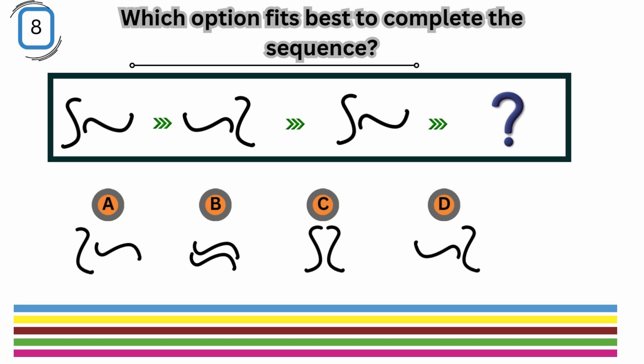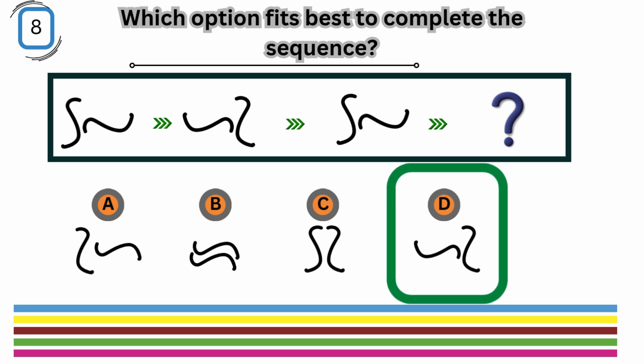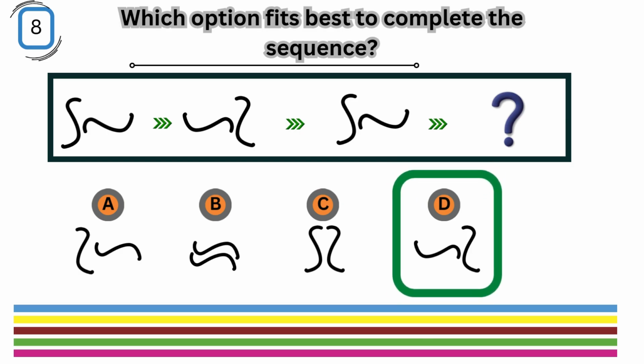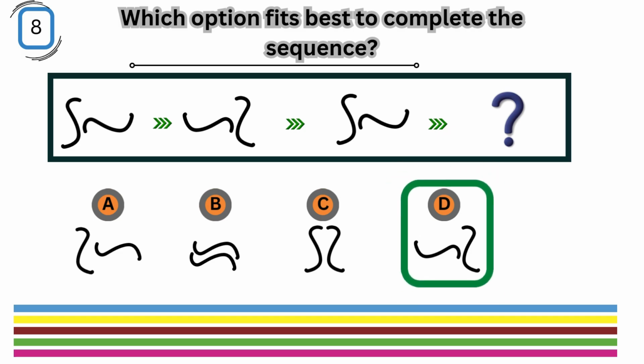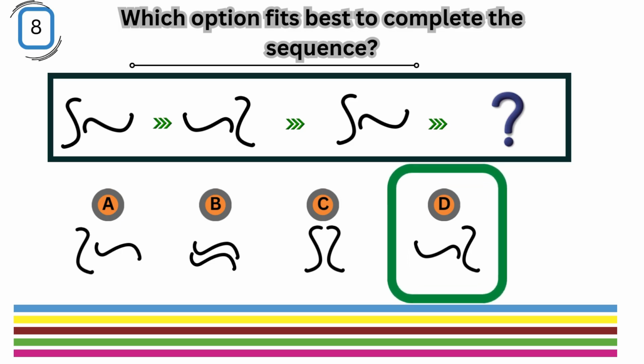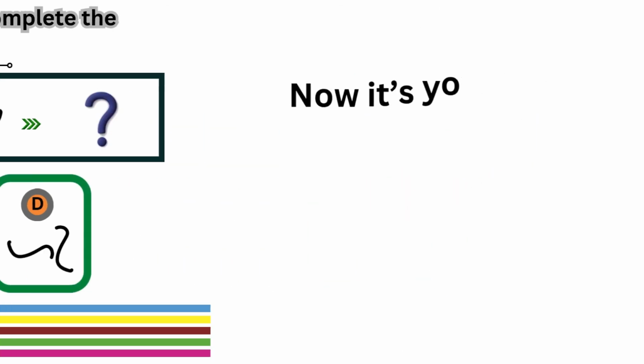The right answer is option D. Why? Because the pattern alternates between flipping horizontally, and option D continues that exact sequence. The first and second segments are opposites of each other. The same is true for the third and fourth segments.